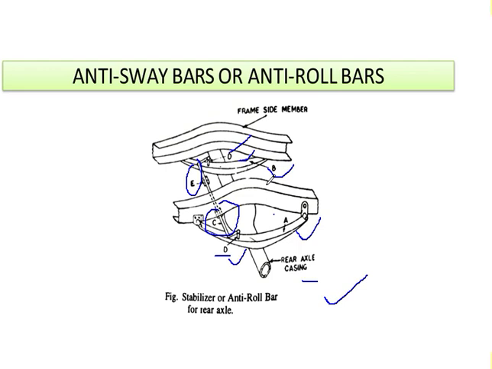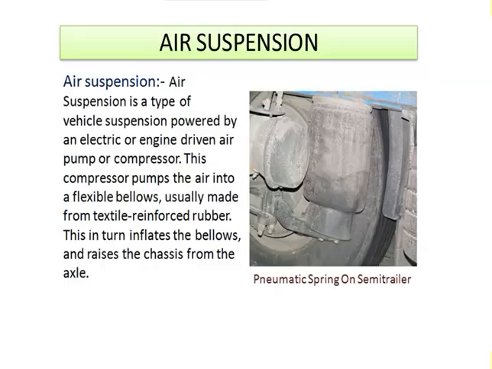A stabilizer as used on a front axle with independent suspension is also used in automobiles. This is all about anti-roll bars. Air suspension.